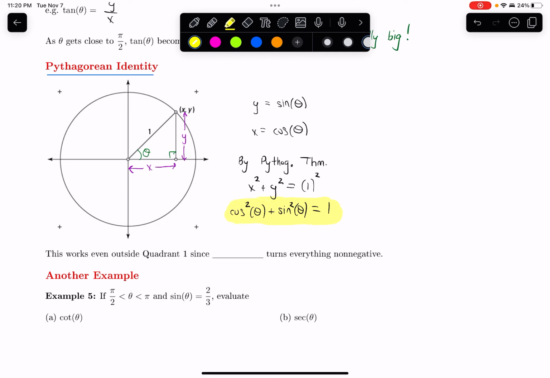This is perhaps the single most important trig identity that we'll have. So cosine squared plus sine squared equals 1. This is actually where it comes from. It comes from doing the Pythagorean theorem on the unit circle.